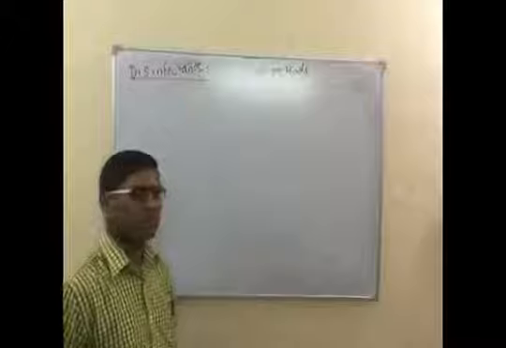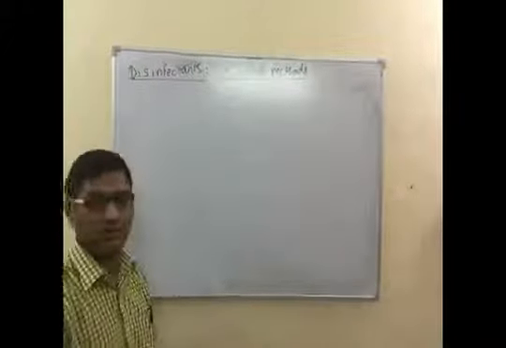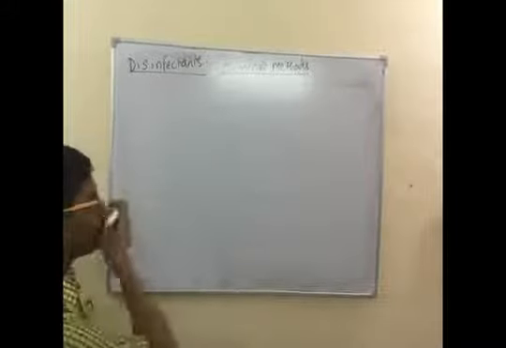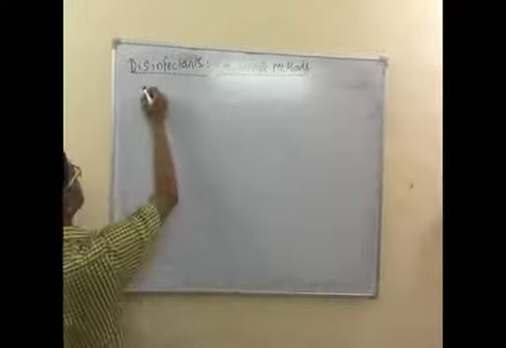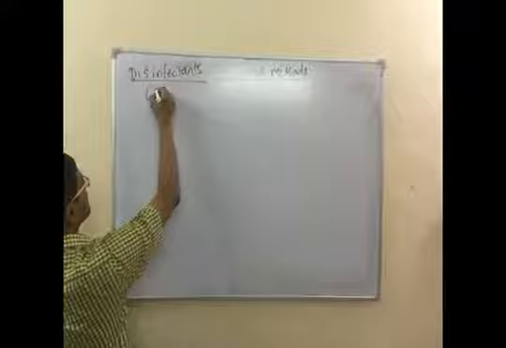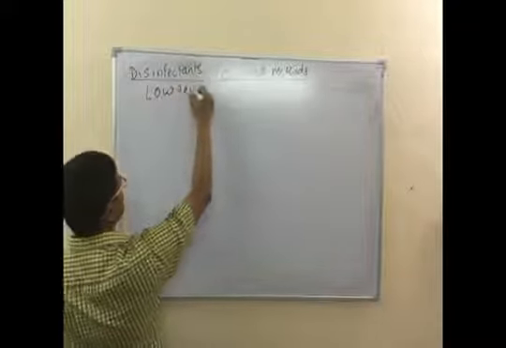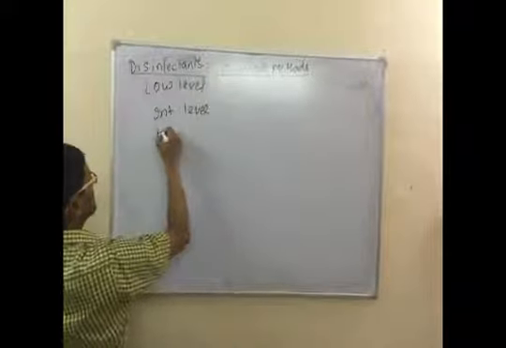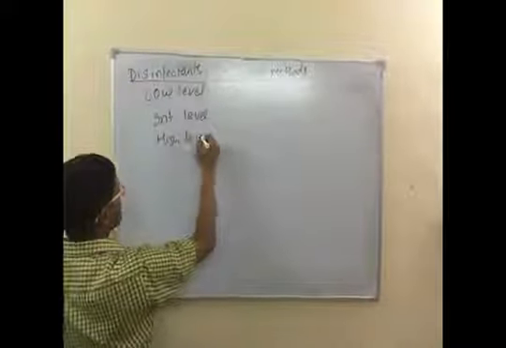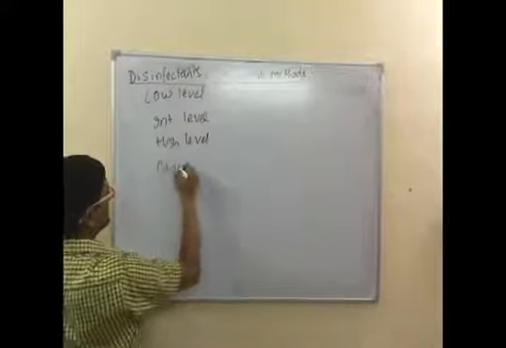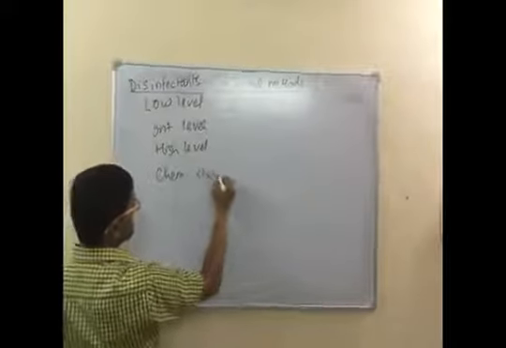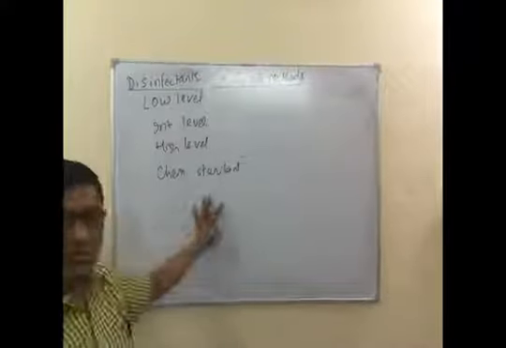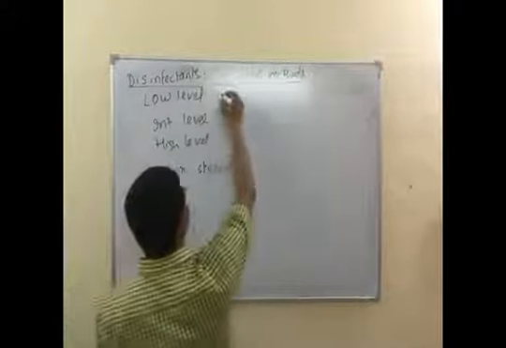So coming to the chemical methods or the disinfectants. Disinfectants can be classified based upon the mechanism of action into low level disinfectant, intermediate level disinfectant, high level disinfectant and chemical sterilant. So this classification is based on which organisms they are going to kill.